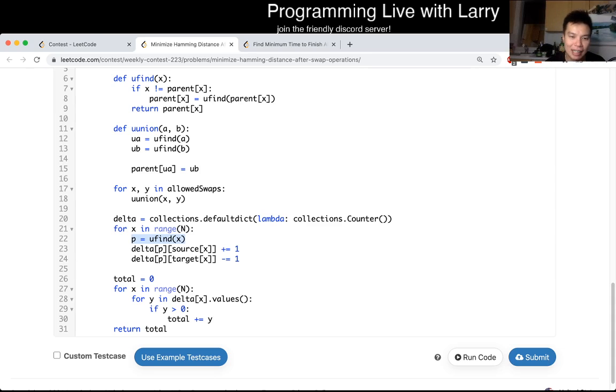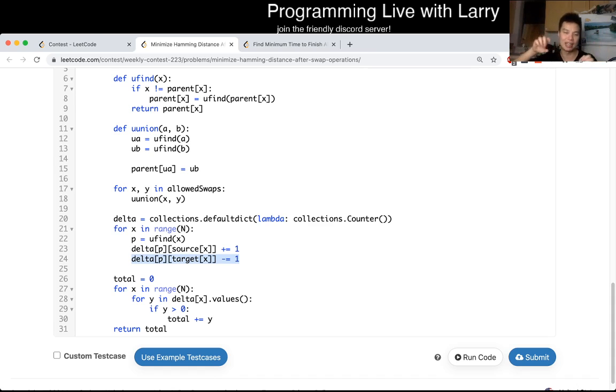And for that, we take the source, we take the target, and then we add one to the source, and then we subtract one from the target. So the idea here is just to get the delta between the two things. And you can maybe have two different counters or something like that, and then just subtract them afterwards.